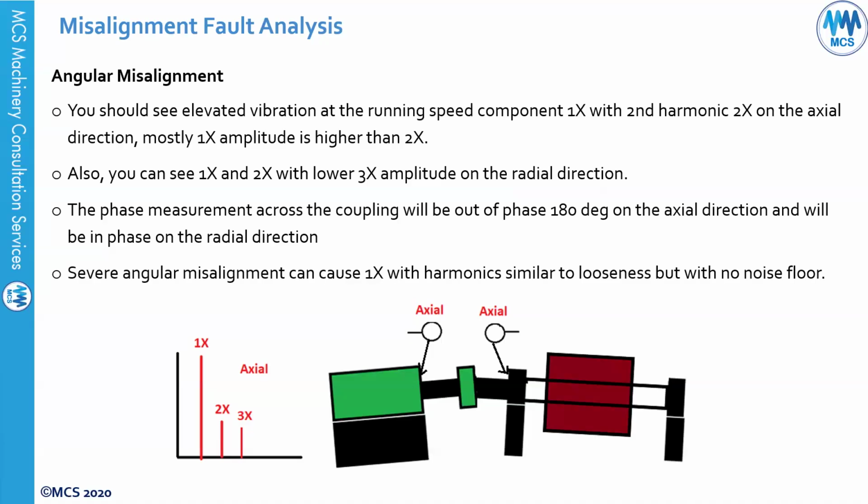This is what you're going to see on any asset when you do the data collection and the analysis. You can see 1x and 2x with lower 3x amplitude in the radial direction. Phase measurement across the coupling will be 180 degrees out of phase in the axial direction and in phase in the radial. Severe angular misalignment can cause 1x with harmonics similar to looseness, but with no noise floor.